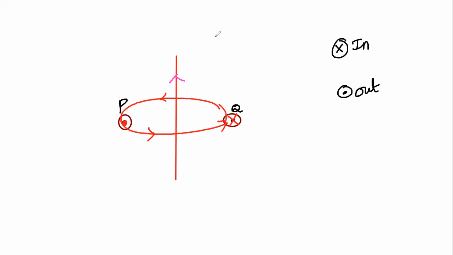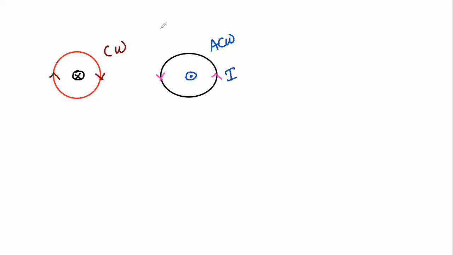Right? If the current is flowing in a circular coil, this is the circular coil, and the current flows in it in the clockwise direction, then the magnetic field is inward. Inward magnetic field is taken like this. If the current is flowing in the anti-clockwise direction, then the magnetic field is outwards. So if the current is flowing in the anti-clockwise direction, the magnetic field is outwards. If the current is flowing in the clockwise direction, the magnetic field is inwards. Inward means into the plane of the board.